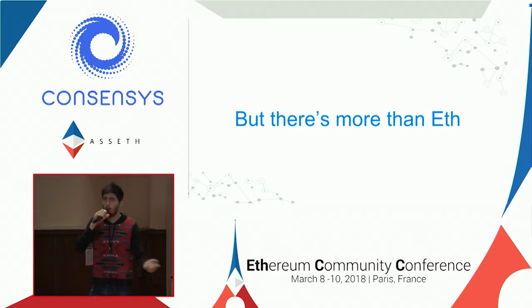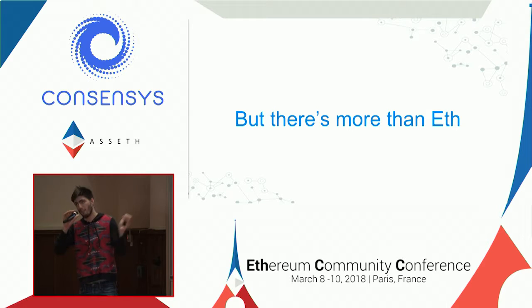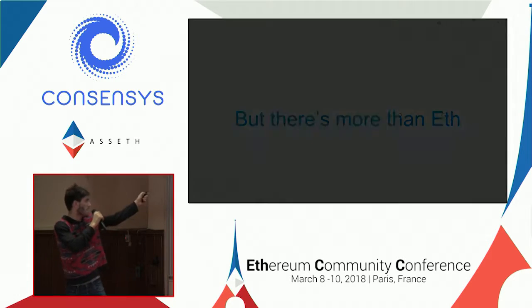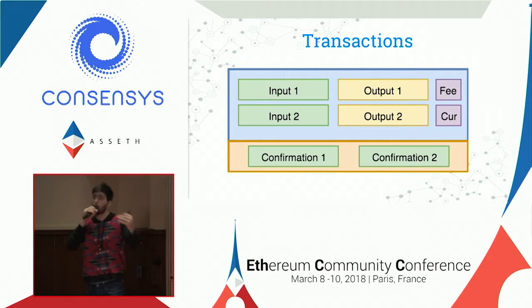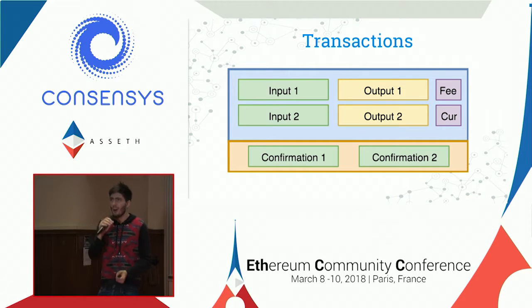But with Plasma and child chain transactions, we want to support more than ETH, and this is really simple with the UTXO model. We just add one more field, and that's currencies, and all of a sudden you can support ETH and ERC20s, and eventually pretty much any currency down the road.